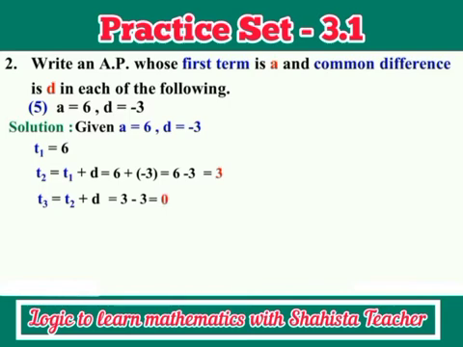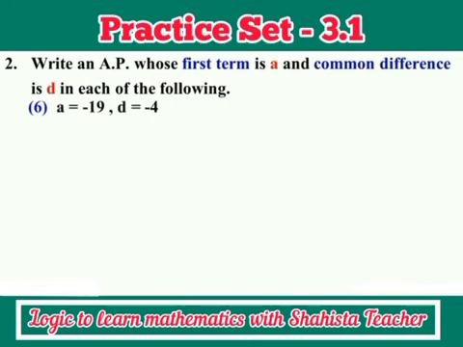So here T4 is equal to T3 plus D. T3 is 0, plus minus 3, which gives us minus 3. So the arithmetic progression is 6, 3, 0, minus 3 and so on. Is that clear, my dear students? So simple and easy to understand all these sums. Now let's solve sub question 6. A is equal to minus 19 and D is equal to minus 4.